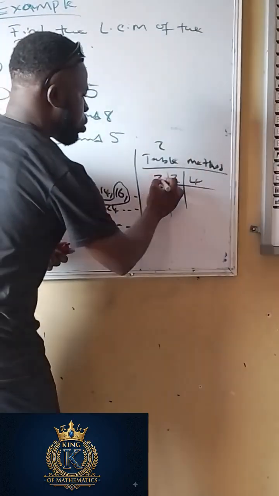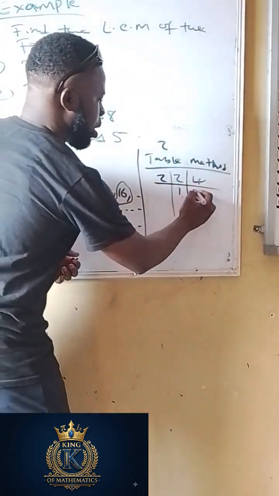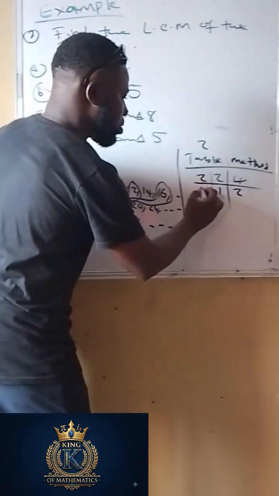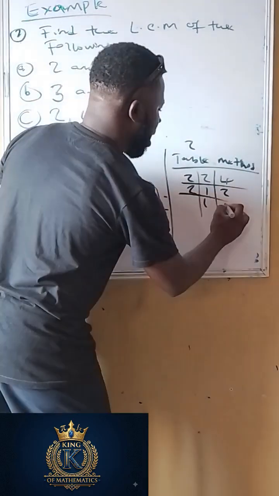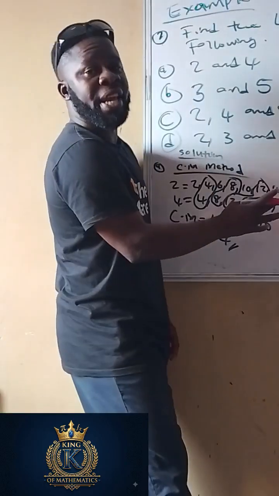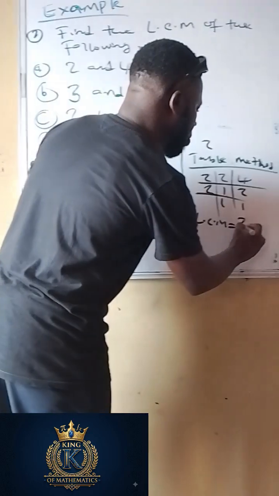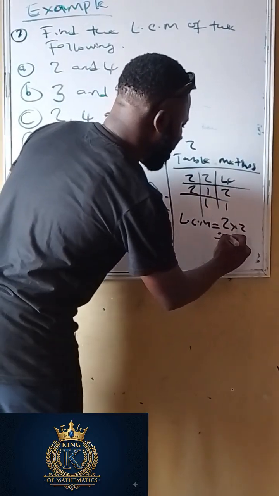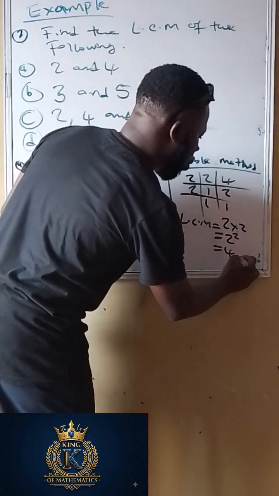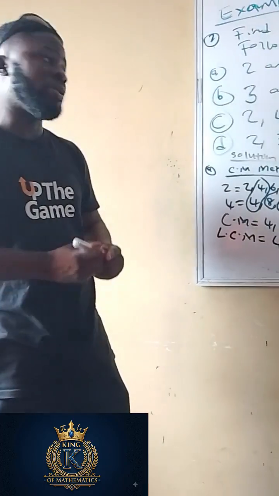So let's use 2. 2 here, 1, 2 here, 2. And you keep dividing until you have 1, 1. So we have 2 again, 1 and 1. So you say L.C.M. This will now leave it in index form. We have 2 times 2, which is the same thing as 2 raised to power 2, and 2 raised to power 2 will give us 4. That's the L.C.M. Whichever method you use, you still have the same answer.